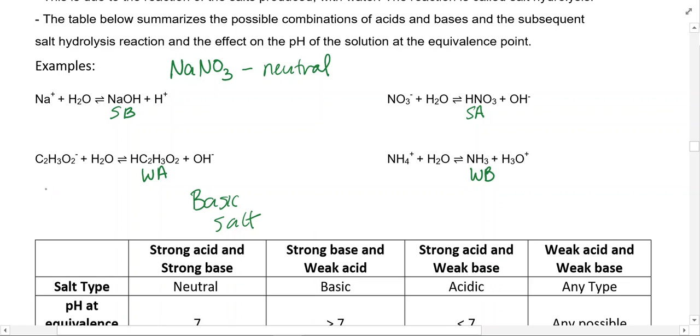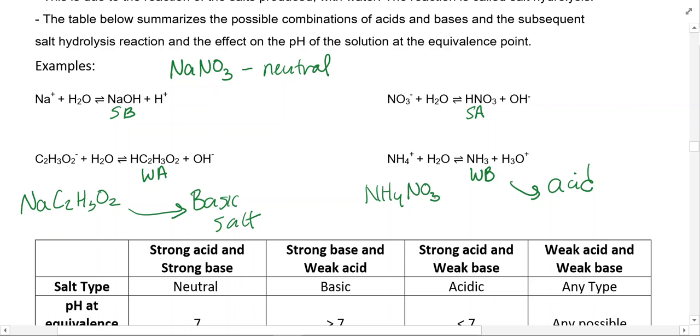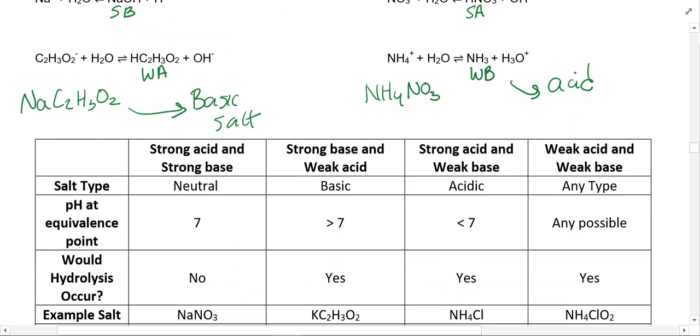So if you had, for example, NaC2H3O2 as your salt, this would be a basic salt because of the weak acid that would be formed by the acetate ion. If you had something with ammonia in it, or ammonium, that would produce an acidic salt. So it's the opposite of what the weak one would be. So if we had NH4NO3, this would be an acidic salt because the ammonium would produce ammonia, which doesn't fully dissociate and produces some hydronium with it.